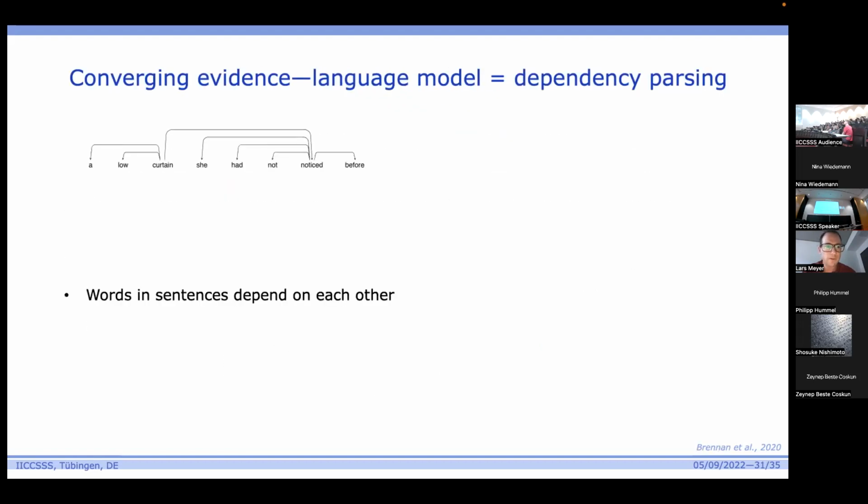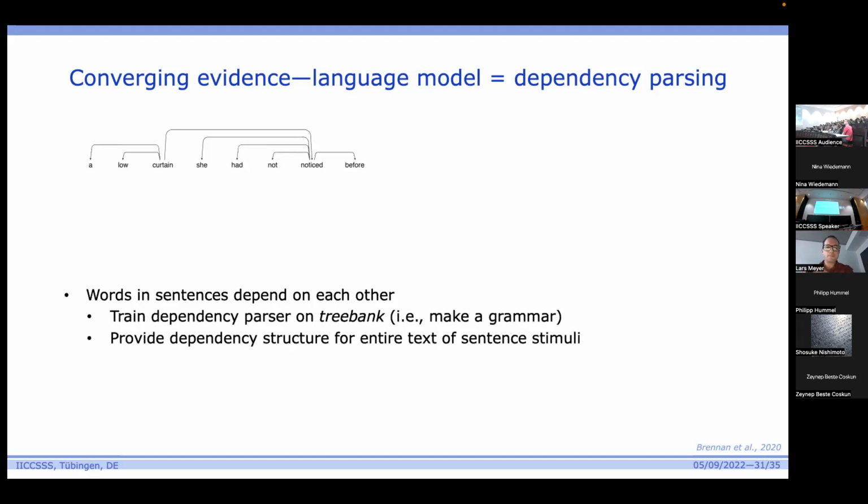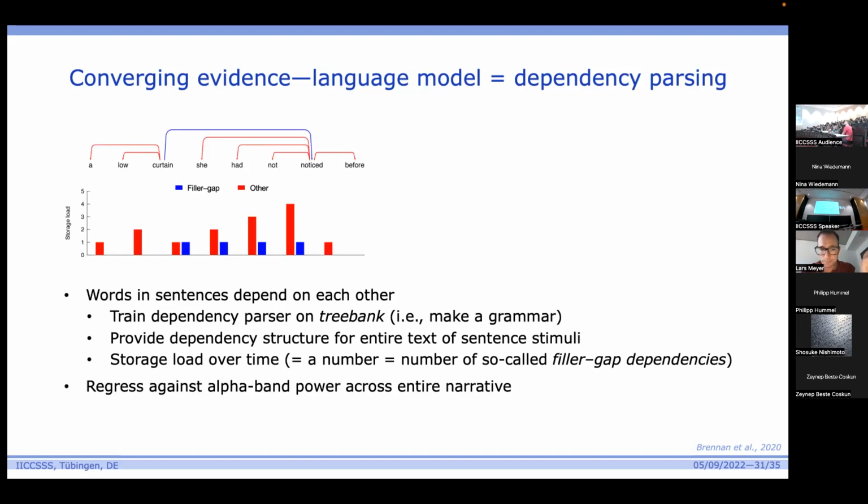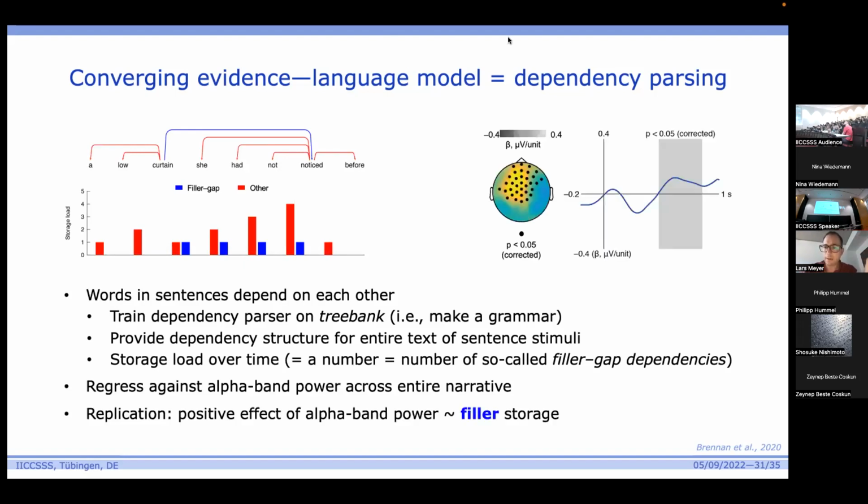And so we are using dependency parsing again. Train a dependency parser on a treebank. I think this is English now. Provide a dependency structure for the entire text. Naturalistic stimulation now, not a single dependency, but 100 or so, maybe 1,000 across the entire text. And so we get an estimate here of the memory storage demand over time. That's the number that we get. It's our linking hypothesis, if you will. And then we just regress this. And again, we get an alpha power increase.